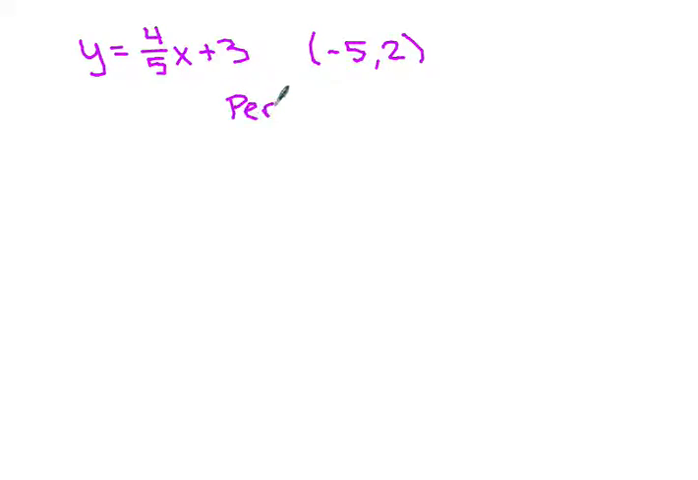Working with parallel and perpendicular lines and having them go through points. So if I give you an equation like y equals 4/5 x plus 3, and I want you to go through the coordinate point -5, 2, and then I'm going to ask you to draw a line that is perpendicular to it. Or I could ask you to go parallel through it. So we'll look at both.